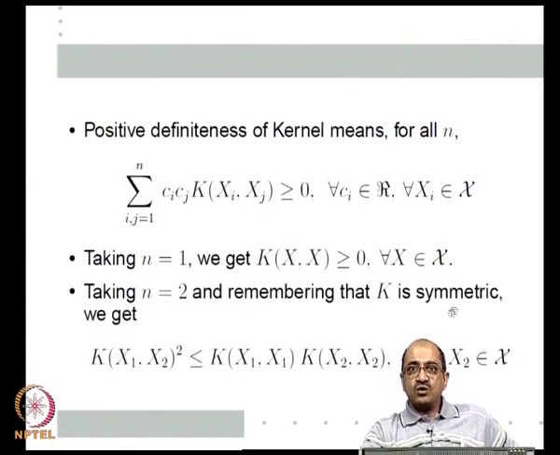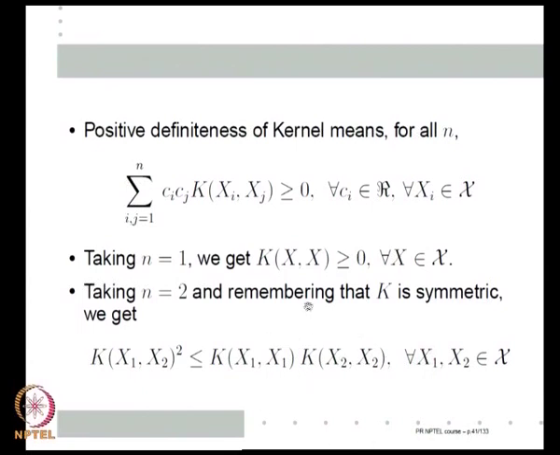So, if I take n equal to 2 and take the determinant, the main diagonal is k(x1, x1) into k(x2, x2), the off diagonal is k(x1, x2) into k(x2, x1), but k is symmetric. So, the determinant has to be positive. So, k(x1, x2) whole square should be less than or equal to k(x1, x1) into k(x2, x2). This is true for every pair of features x1, x2. So, if k is a positive definite kernel, then in particular it satisfies this. Given any two feature vectors x1, x2, k(x1, x2) whole square is less than or equal to k(x1, x1) into k(x2, x2).